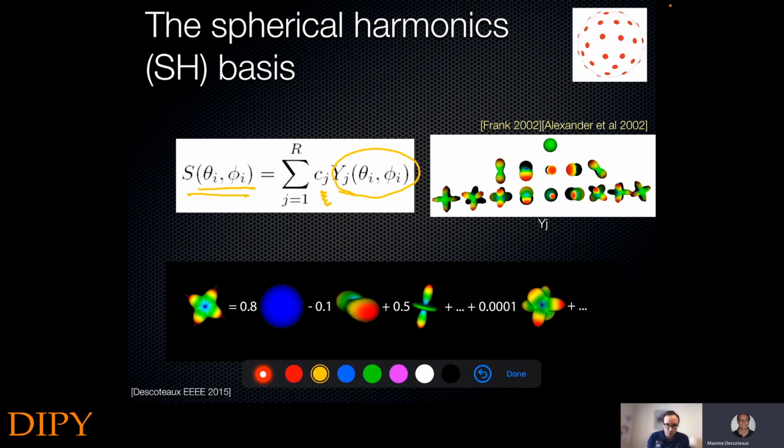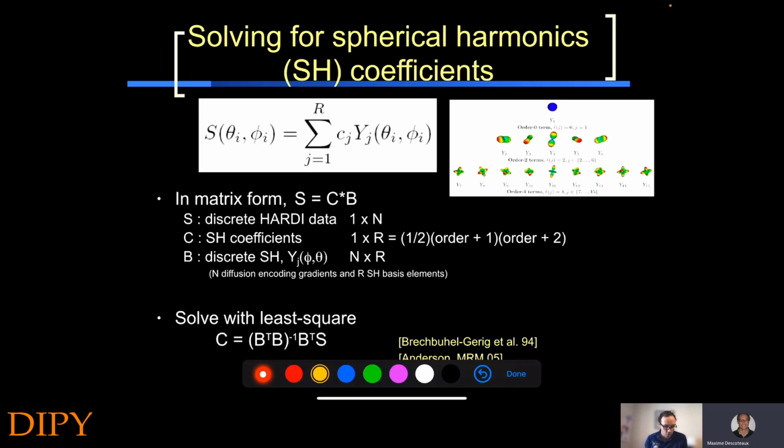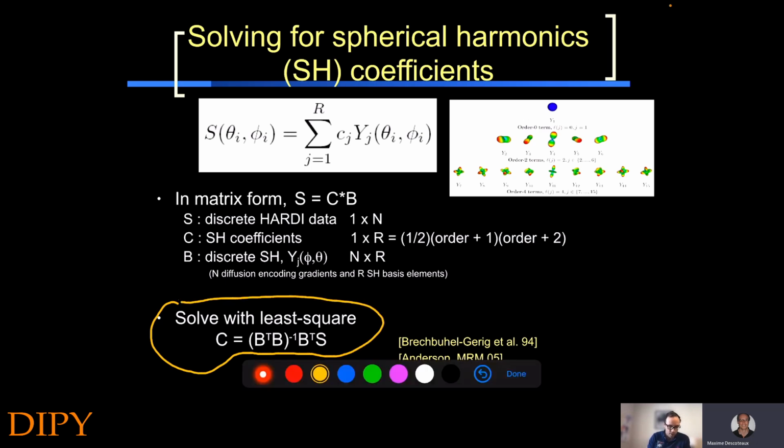So Dipy will allow you to build this matrix. We often call it the SH matrix. And given any signal, will return to you these coefficients C. And this is actually the algorithm that's going on. There's a small regularization going on, but Dipy will build these different matrices and implement this least squared or pseudo-inverse spherical harmonics transform to provide the coefficients.